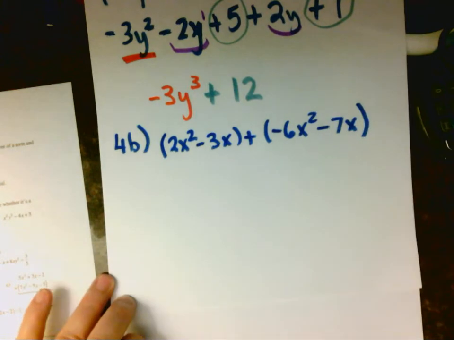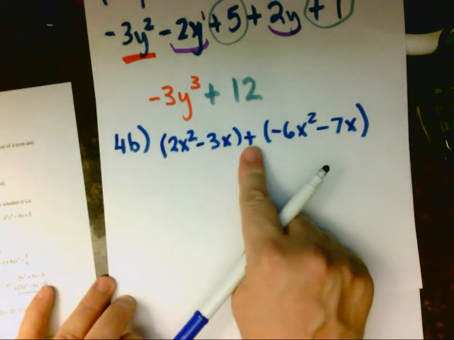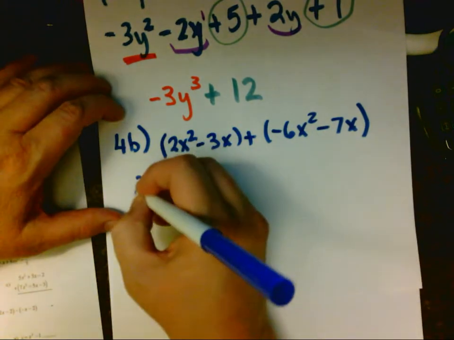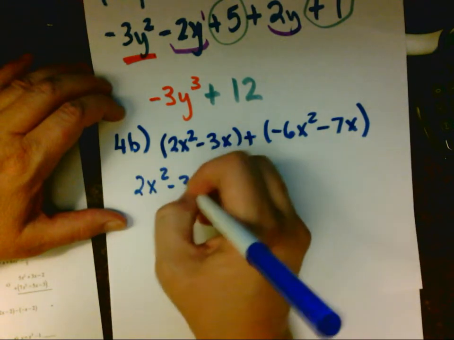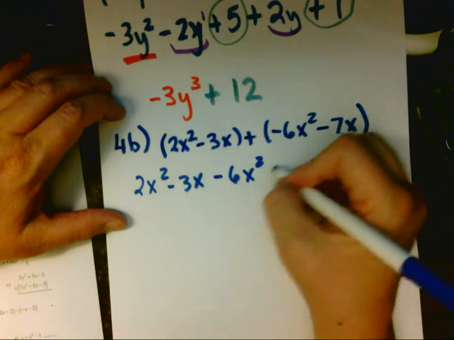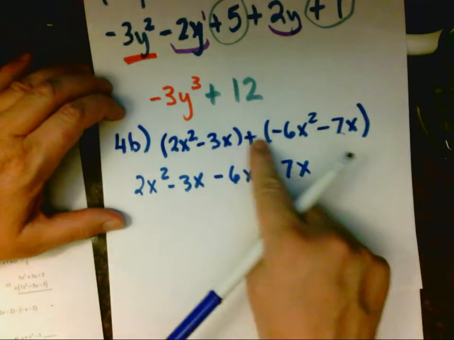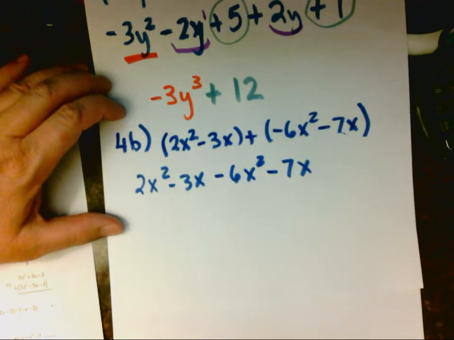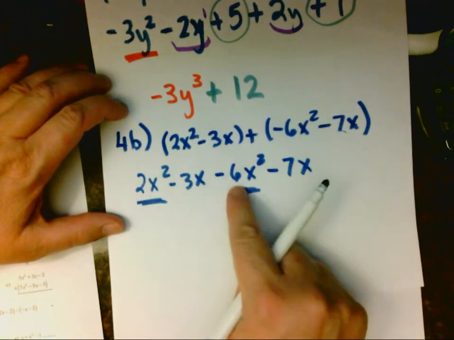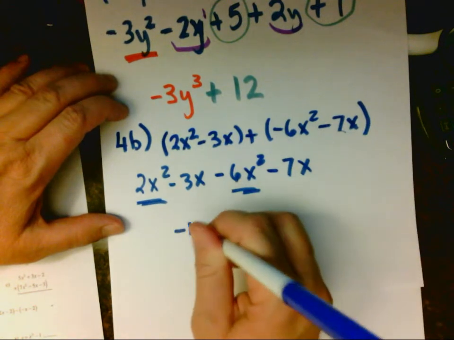Okay. Now here again we're adding, so that isn't going to change anything. We're really just taking this first one just the way it is, plus that, plus this. So I distribute the plus, it just doesn't do anything. Now I want to look for the x squareds. I have positive 2 minus 6 gives me negative 4x squareds.